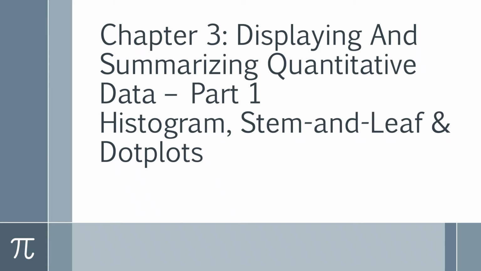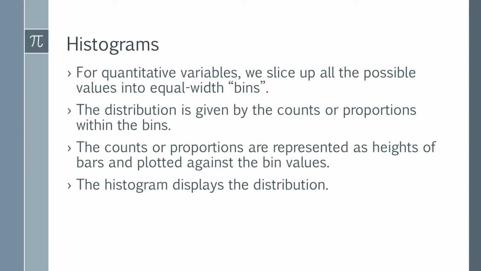This is Chapter 3, Displaying and Summarizing Quantitative Data: Histogram, Stem and Leaf, and Dot Plots. We'll start with histograms. For quantitative variables, we slice up all the possible values into equal width bins. A bin could be 1 through 5, 6 through 10, 11 through 15, and so forth. Then the distribution is given by the counts or proportions within the bins, and the counts or proportions are represented as heights of bars and plotted against the bin values, and the histogram displays the distribution of the data.